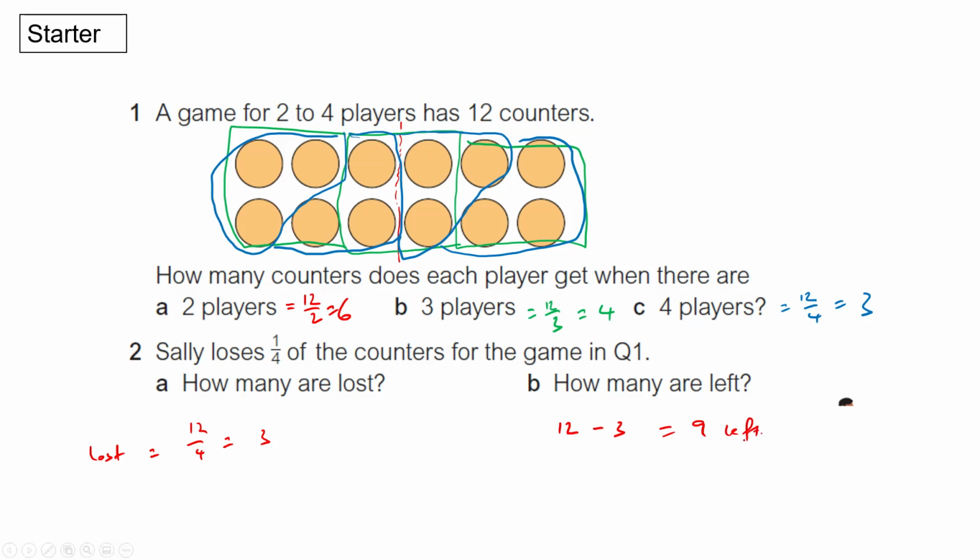Okay, good. So I want you to hit pause in a second, mark your work, correct your work, and then rag it. Once you've done that, hit play, and we're going to have a look at a couple of examples.